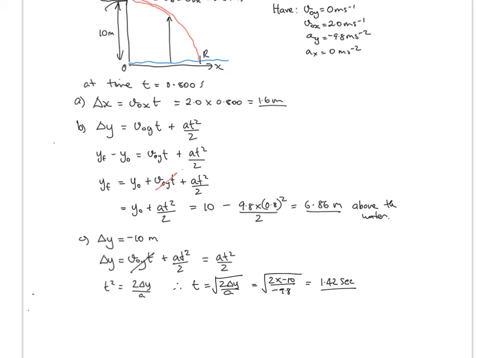That time is a time that we put into another equation of motion for the horizontal direction. So delta x then is v naught x times the time, which is 2.0, that was our initial velocity in the x direction, multiplied by 1.42, and we get an answer of 2.86 meters.